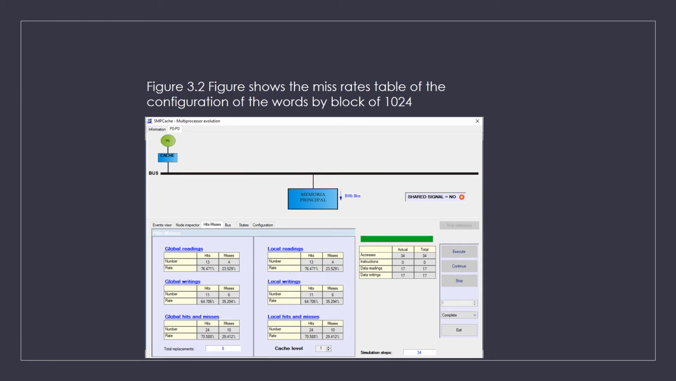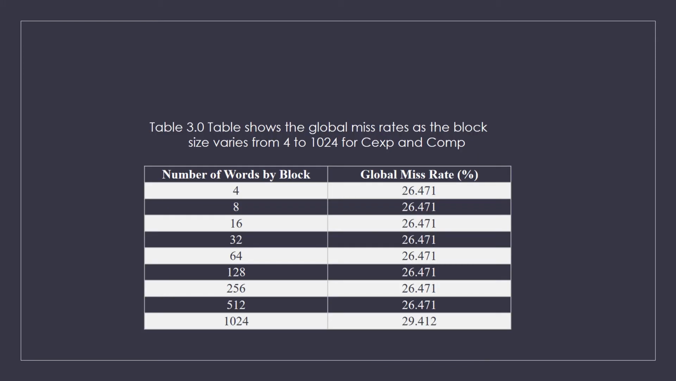And this figure shows the miss rate of the configuration of the words by block for 1024. As we can see, the global miss is equal to 29.412%, which is slightly higher than the miss rate before. This table is the same, just that it shows the global miss rates for the block size varying from 4 to 1024 more clearly.